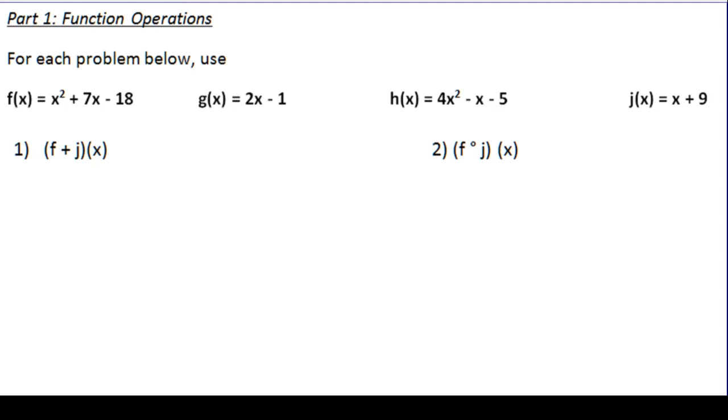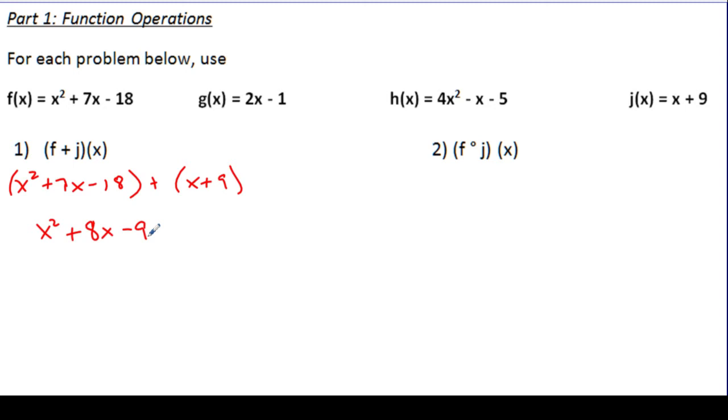And for each of the problems, they're giving us some kind of operation that we need to perform using the selected function. So for our first problem, they're saying f plus j of x. And so what that means for us is we're going to go find the f function. It's x squared plus 7x minus 18, okay? And we need to add that to the j function, which is x plus 9, right? And our job is really here to just combine like terms. So we can say in this case x squared plus 8x, and we do negative 18 plus 9, we get a negative 9. So it's just as simple as combining like terms, so we need to know that that's what the notation is asking for, okay?